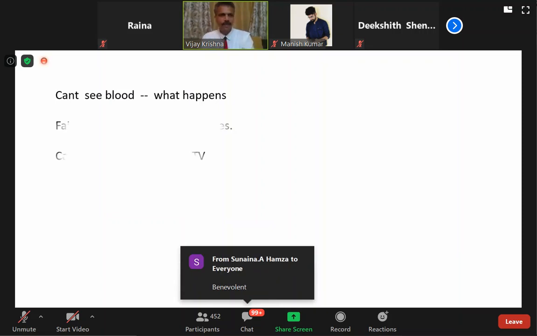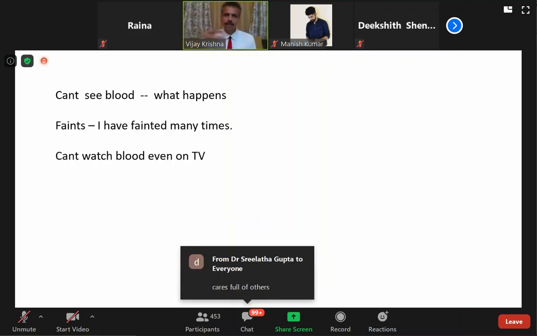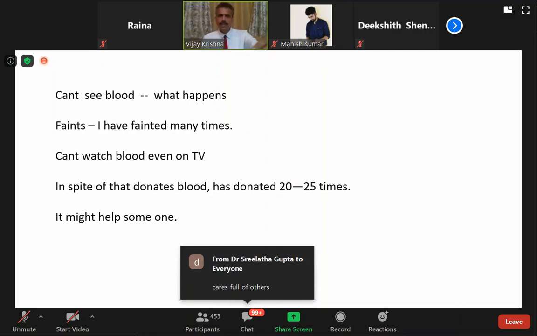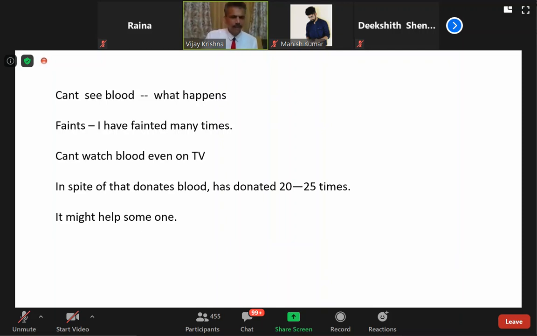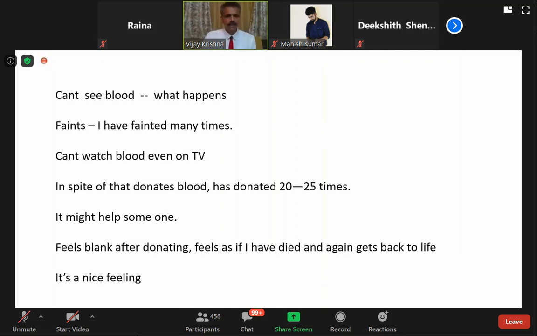He can't see blood. Can't see blood on TV. He has fainted many times. In spite of all this, he loves donating blood. But the only condition is he should not see blood while donating. Donation happens, fine. If he sees the blood, he again faints. So 20 to 25 times he has donated blood. He says donating blood gives me a beautiful feeling.